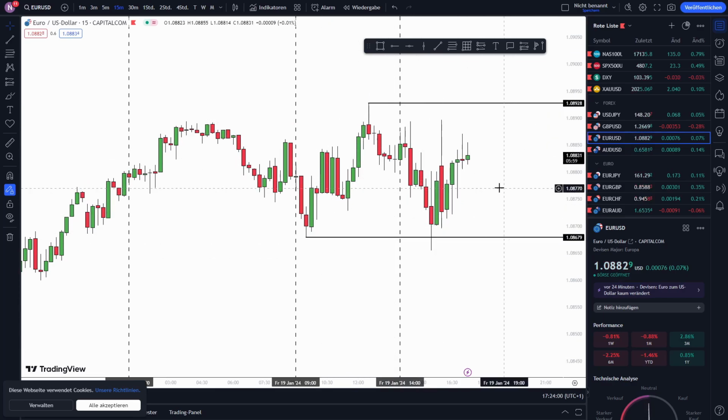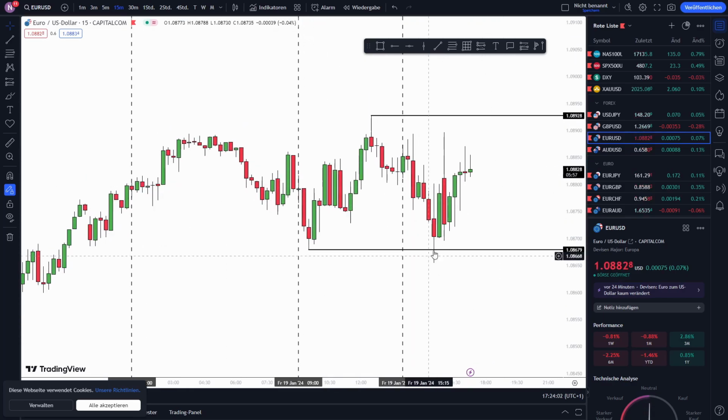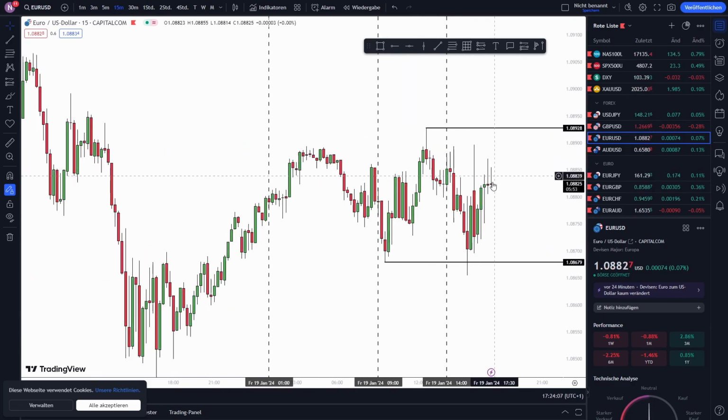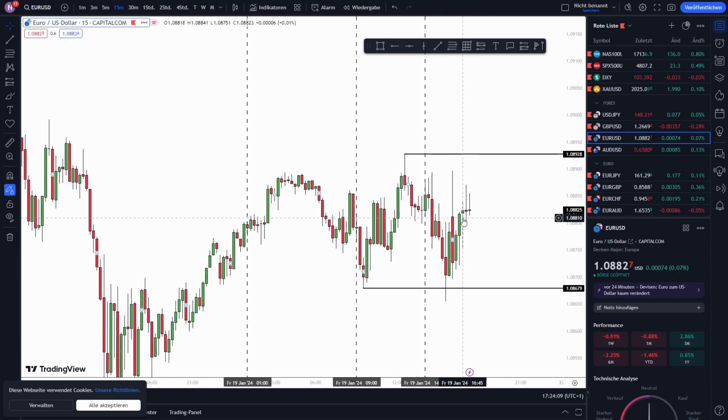Now these are the main liquidity that it wants to go for in the 15-minute chart. We have it took it out here, so it's probably going for this liquidity now. This would be the bias in lower time frames.